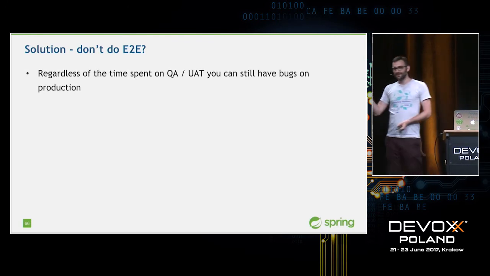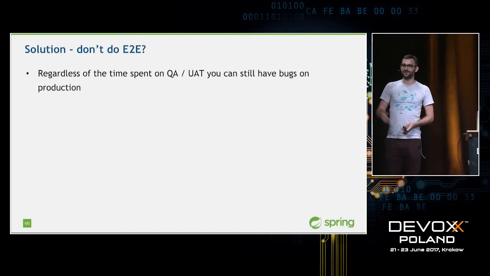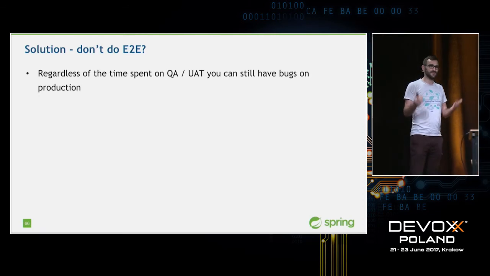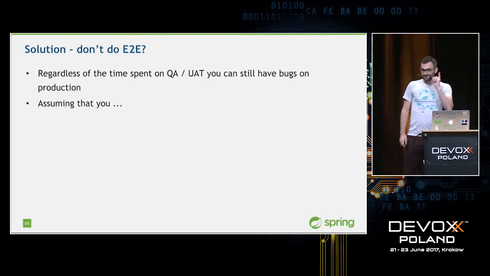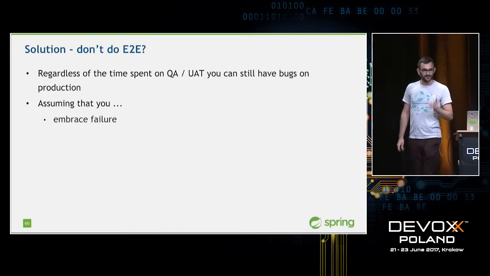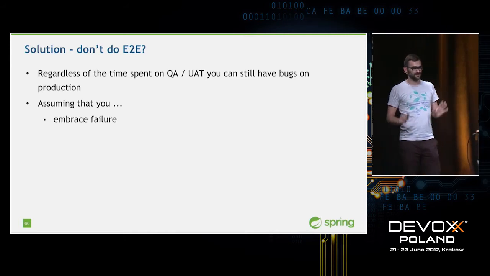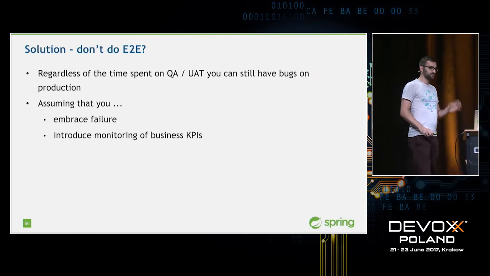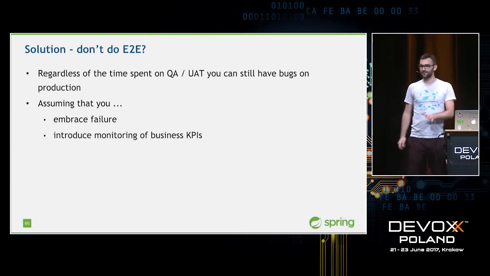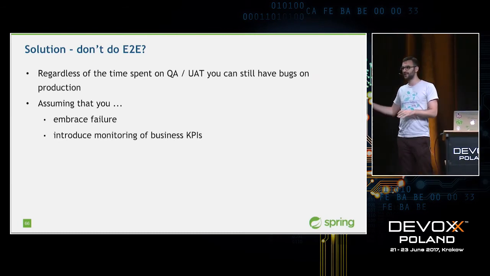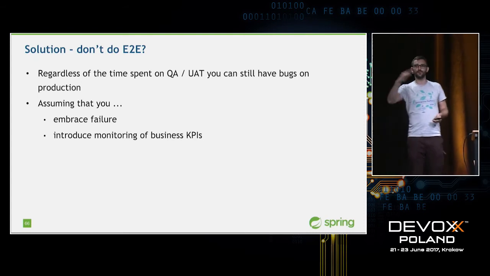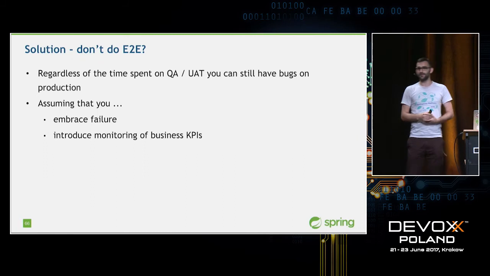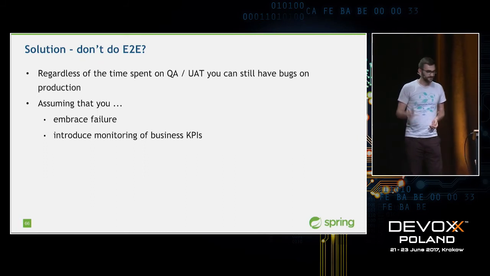The thing is, regardless of the time you spend on QA or UATs, you can still have bugs because stage is not prod. So let us assume that you embrace failure, that we accept that things can go wrong. We introduce monitoring of our business key performance indicators. In our case, it's the number of issues that we got. Let us assume that if we go below 4 issues, it means that our system is broken.